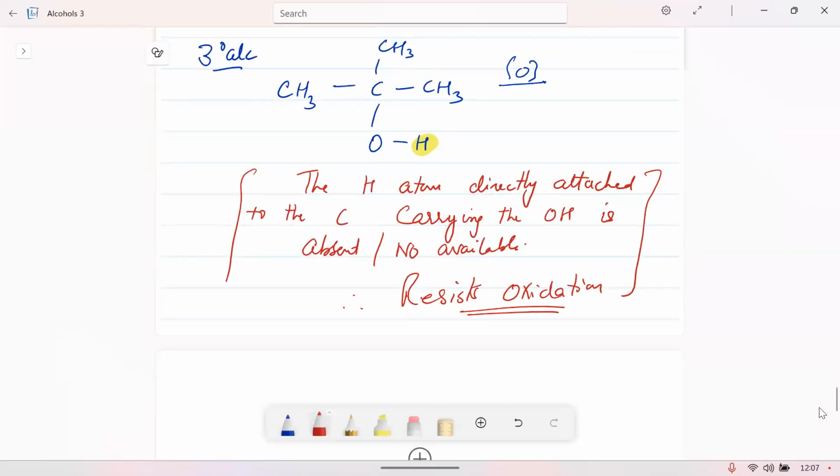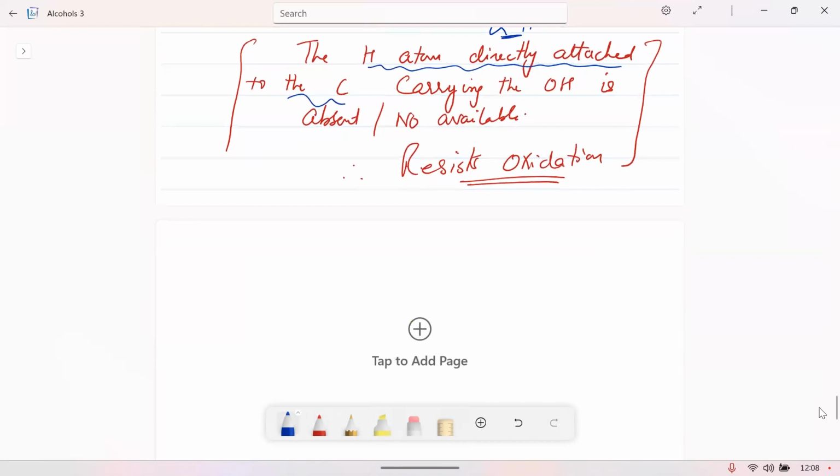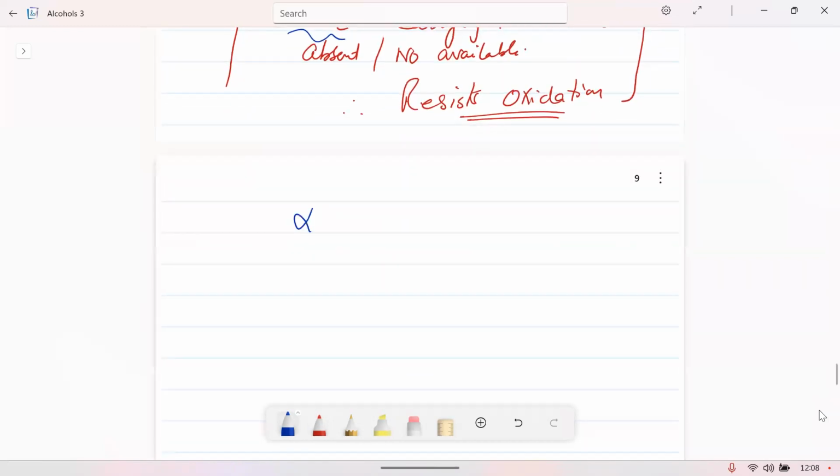Instead of saying all this, the hydrogen atom directly attached to the carbon, you can simply say the alpha hydrogen is absent. You can even use the word the alpha H is absent. That also is accepted by the marking scheme.